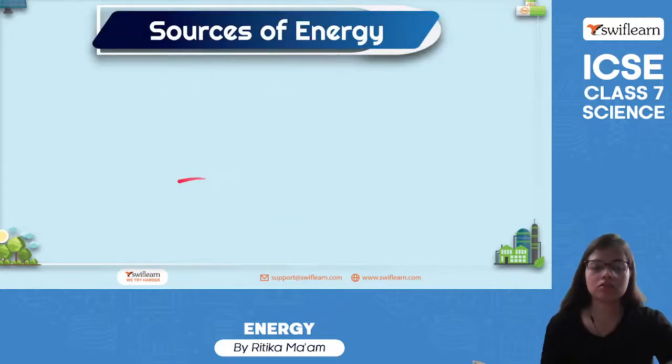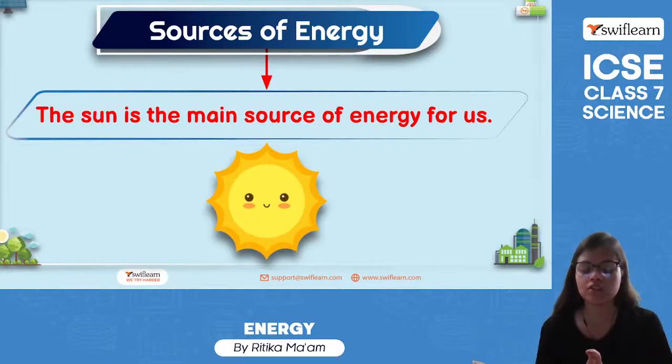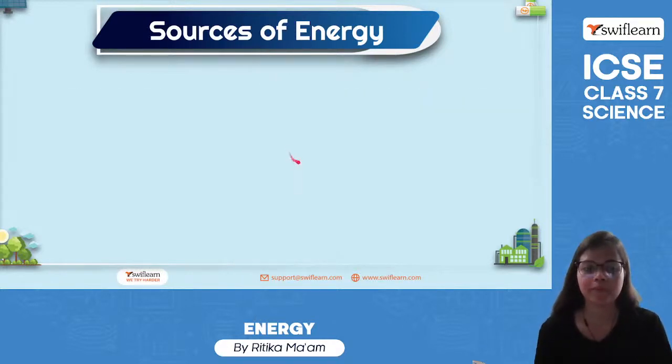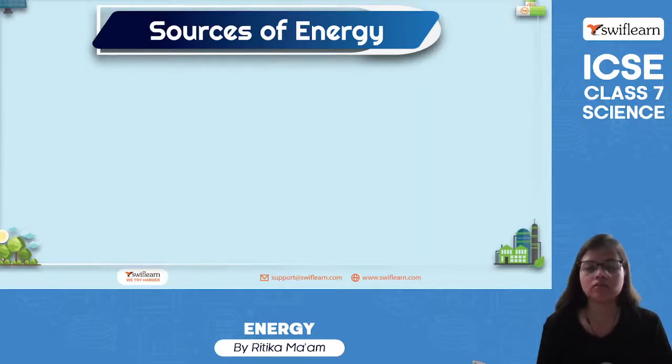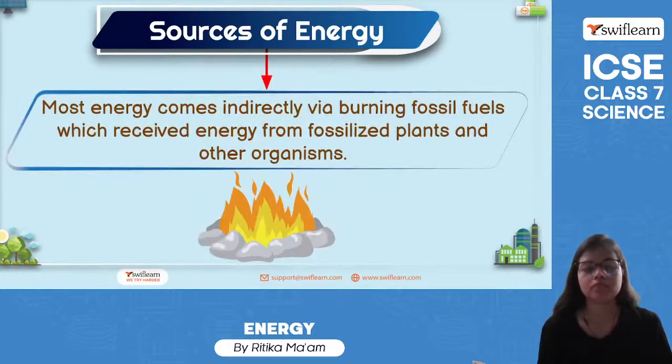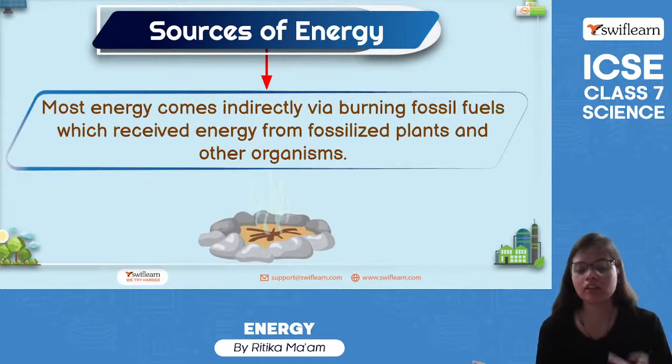Now what are the sources of energy? The sun is the main and biggest source of energy on our planet. Some energy we take very directly from the sun, like solar energy, solar cells or heat energy. It is just directly passing. Next, most energy comes indirectly via burning fossil fuels. We burn fuels, and we receive the energy from fossilized plants and other organisms.